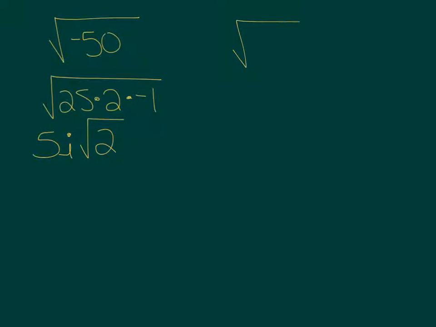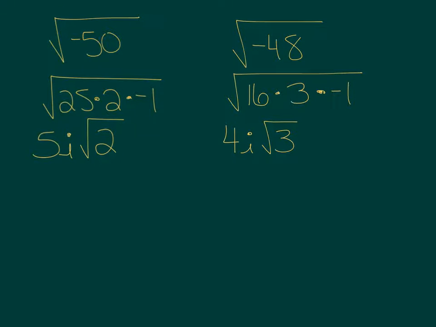Let's look at the square root of negative 48. What perfect square divides 48? 16 does. 16 times what? 16 times 3, and then I have this negative 1 because it's negative. So I take out my square root of 16, that's 4. The square root of negative 1 is i, and the square root of 3 is irrational, so it stays under the radical. So this is done exactly the way that we have been simplifying radicals, except if it's negative, you're going to put an i outside the radical in your answer.